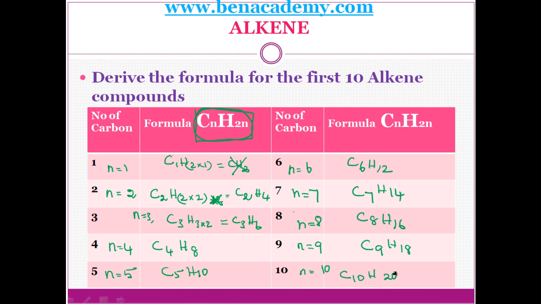C10H20. So now we have learned to derive the formula for any alkene with any number of carbons using the general formula. What is the general formula? The general formula is CnH2n. Using this general formula, we can derive any formula. You just try to do it yourself.